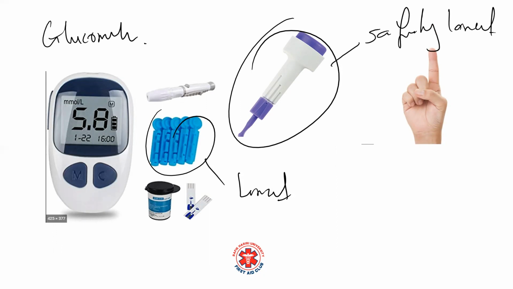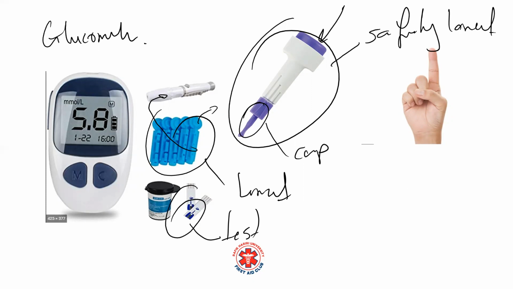This is a safety lancet, which means I basically push this button, I remove the cap, and it will do the job for me, and then I just throw it away. These ones, I have to remove the cap and insert it into the pen and set the settings to be able to prick. These are the test strips. And of course, I'm going to need a finger.